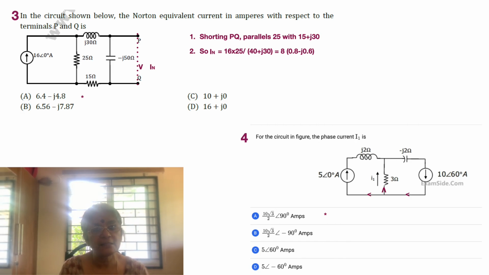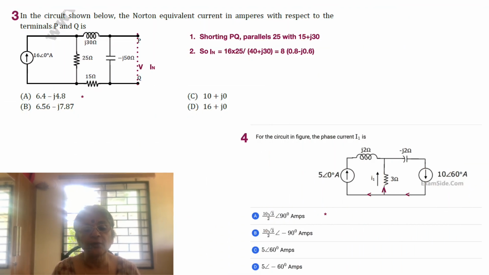You simply have to use the current division rule. So 16 into the other impedance, which is 25, divided by 25 plus 15 plus j30. So we have on the denominator 40 plus j30. We see that the same combination of 4 and 3 has come. If 40 and 30 have come, then the impedance value is going to be 50. If 6 and 8 are there, then the impedance value is going to be 10, or 60 and 80 will give you 100. Moreover, the angle is, as we mentioned before, going to be 36.9.